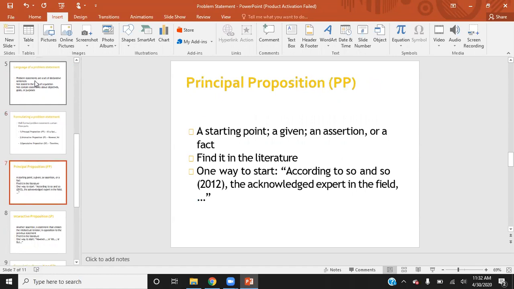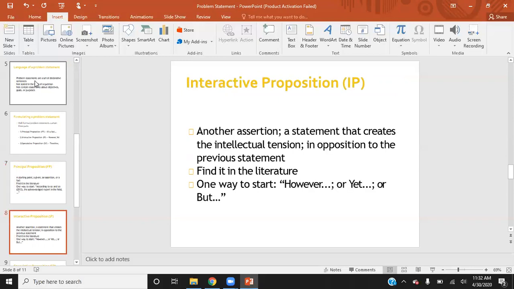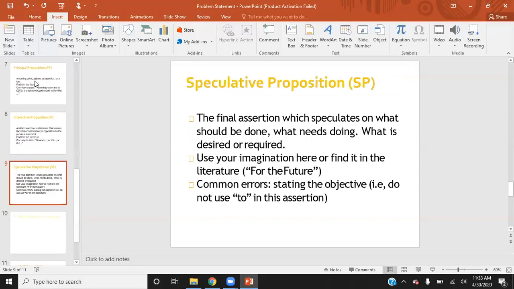So a principal proposition is a starting point. It's a fact in which you're going to explain what your main topic is and what is known about that. Then the interactive proposition is something which goes against, or is in contrast to, the principal proposition, because here we talk about the lackings, what people don't know about, what is missing in that particular problem. What needs to be done, what needs to be solved, and how it needs to be solved goes into your speculative proposition.